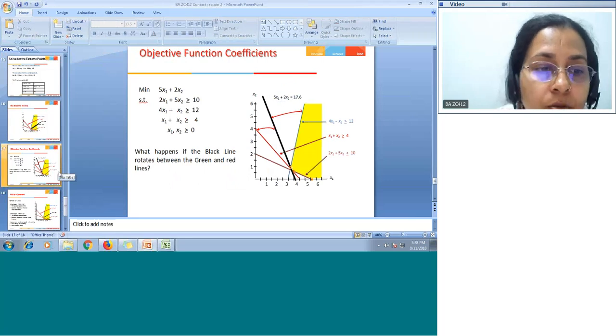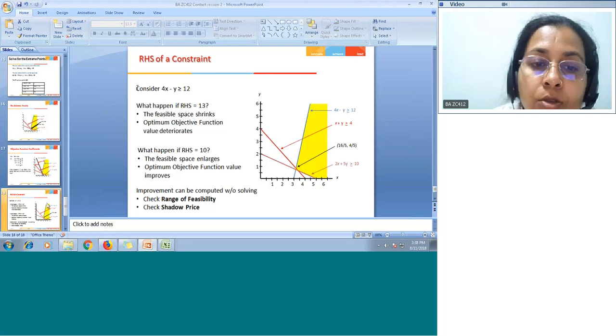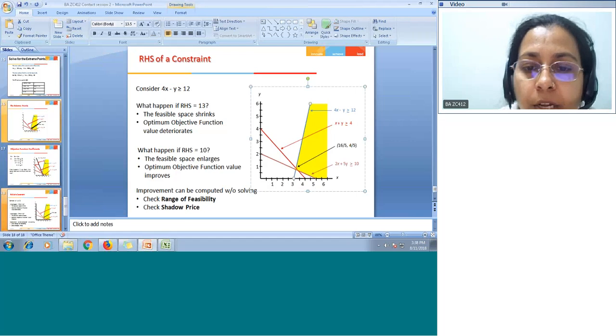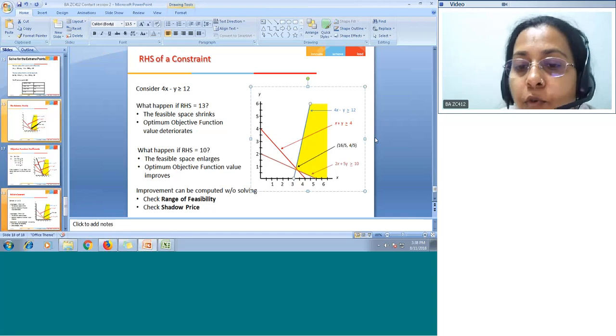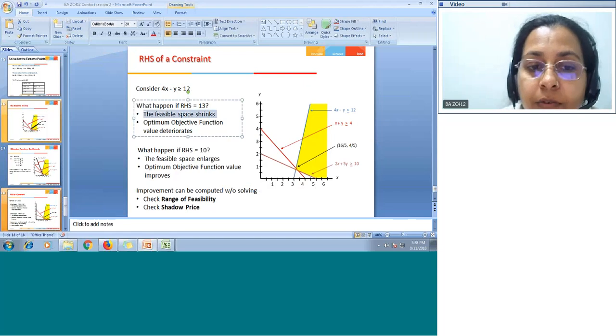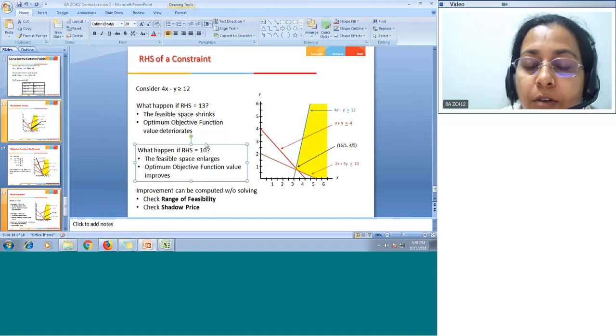So now when we are coming to RHS, let's consider this for RHS: 4x plus y greater than or equal to 12. This line, green line or blue line, what happens if it becomes 13? If it becomes 13, that means 4x plus y must be greater than or equal to 13. Then this solution space will shrink. I have already written over here. It will shrink and the optimal objective function value deteriorates. So how will it happen?